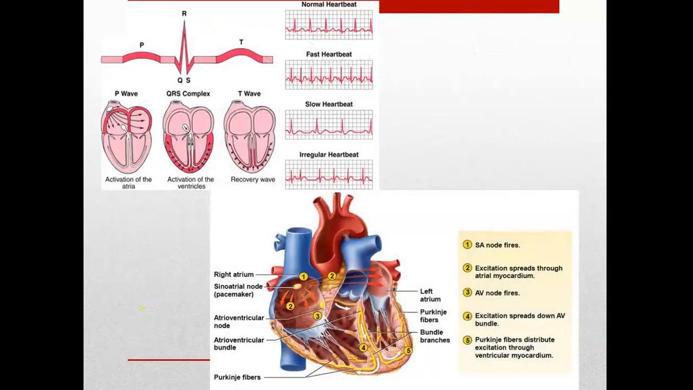Okay, this is just a quick anatomy review. If you need it, please review it. Like I said, the SA node is the pacemaker of our heart. Our AV node is located between our atria and our ventricles. From there, the impulse is slowed so that it allows time for ventricular filling during relaxation, or ventricular diastole. As you can see, there's a little diagram up here that gives you your normal heart rates, fast heart rates, slow, and then irregular heart rates.